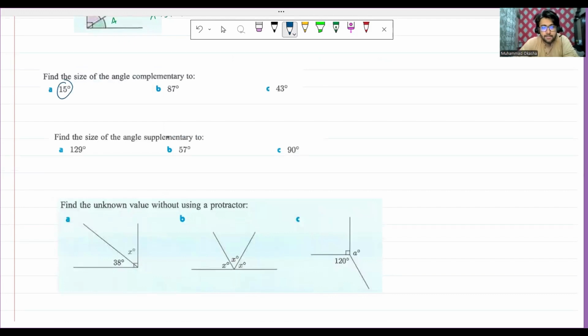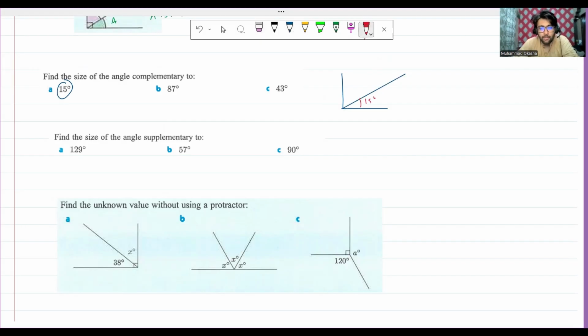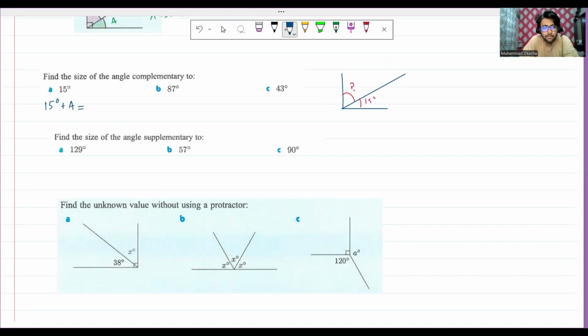So what it actually means is, let's say you have a right angle, right? And the right angle is split into 15 degrees and the other angle, right? One of them is 15 degrees. What about the other angle? I do not know. So what I will do is I will say that one of the angles is 15 degrees, the other angle is, let's say, A. If you add them, you're going to get 90 degrees, right? Then A is going to be 90 degrees minus 15 degrees, and you will get your answer.